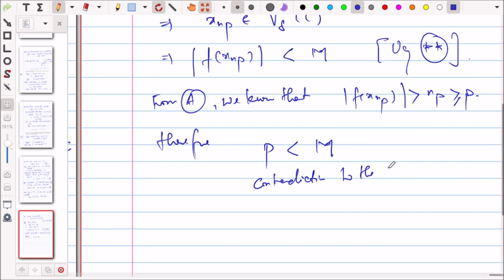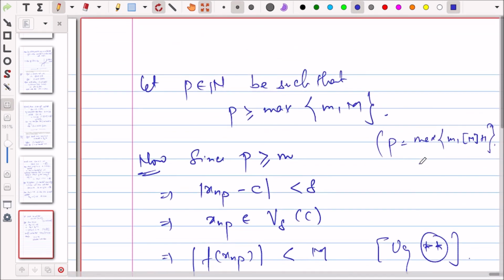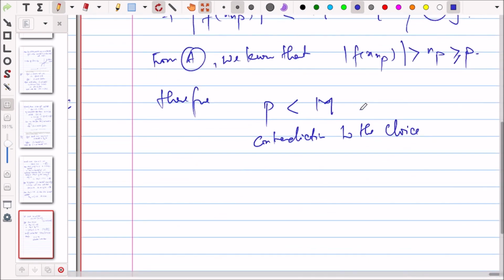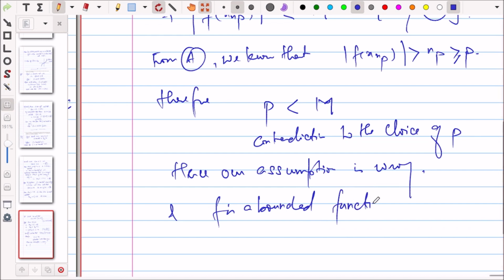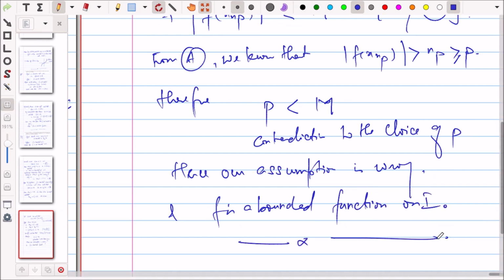to the choice of P, because we have chosen P as the maximum of M and m, but here we are getting P is smaller than capital M, which is a contradiction to the choice of P. Hence our assumption is wrong and f is a bounded function on I. So this completes the proof of question number 18.